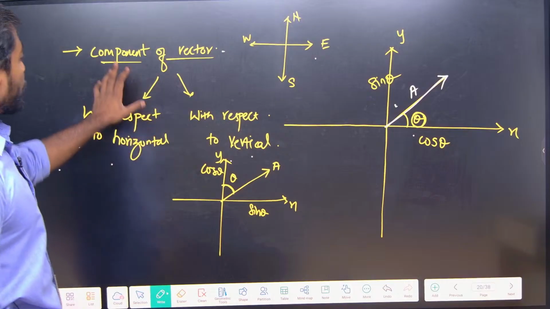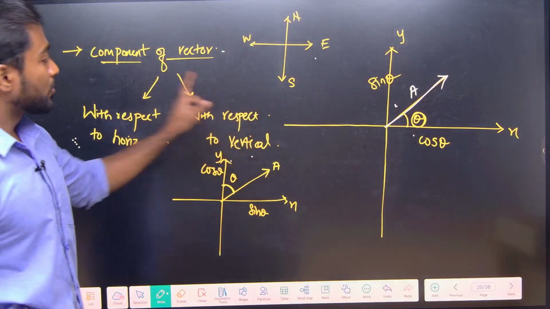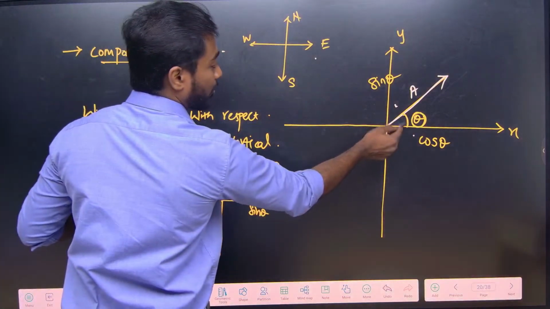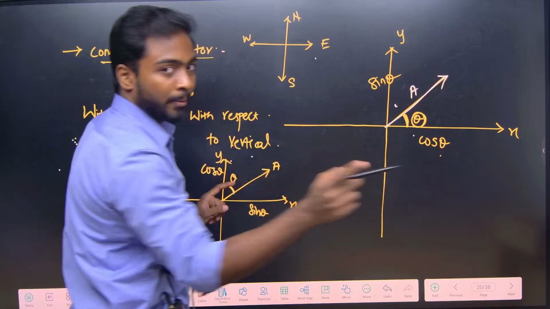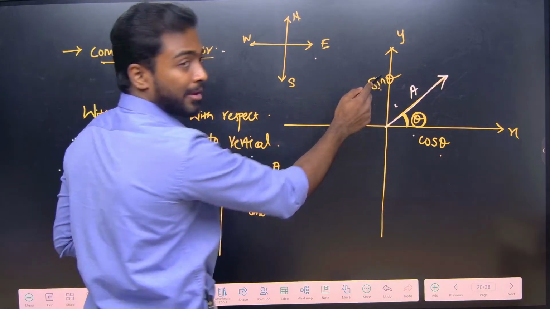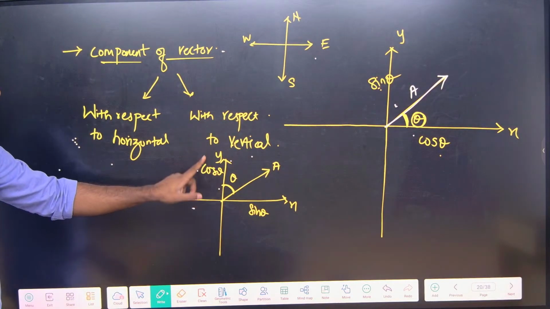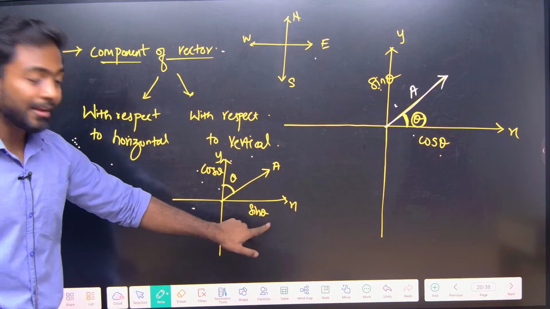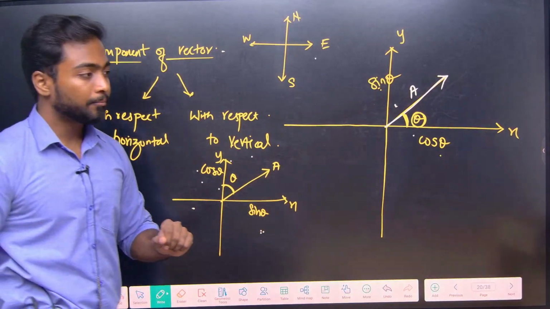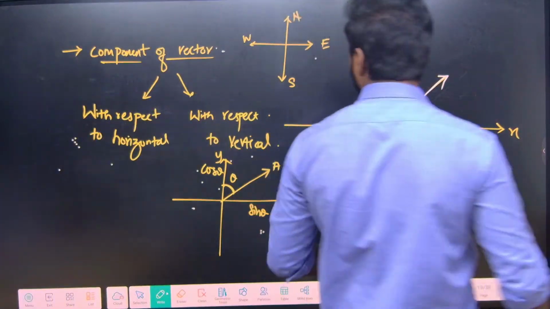So I hope you got the components right here. Whenever I am taking the angle with respect to x axis it will be my cos theta, y axis will be my sin theta, and whenever I am taking theta with respect to y axis it will be my cos theta and x axis will be my sin theta. Okay. Now we will go for this one.